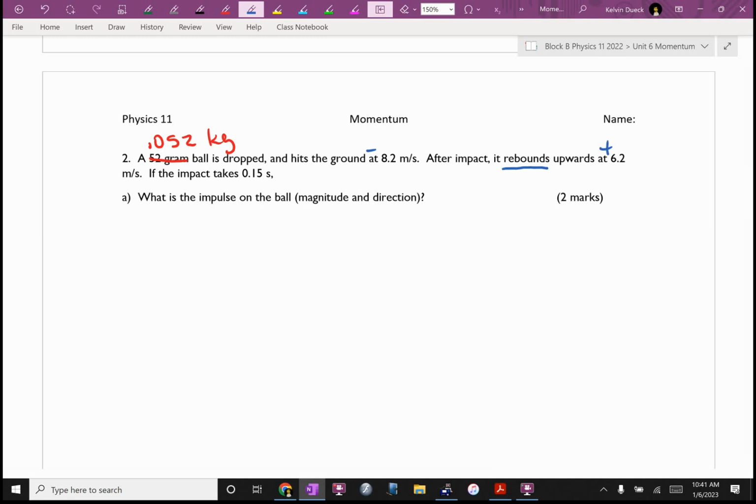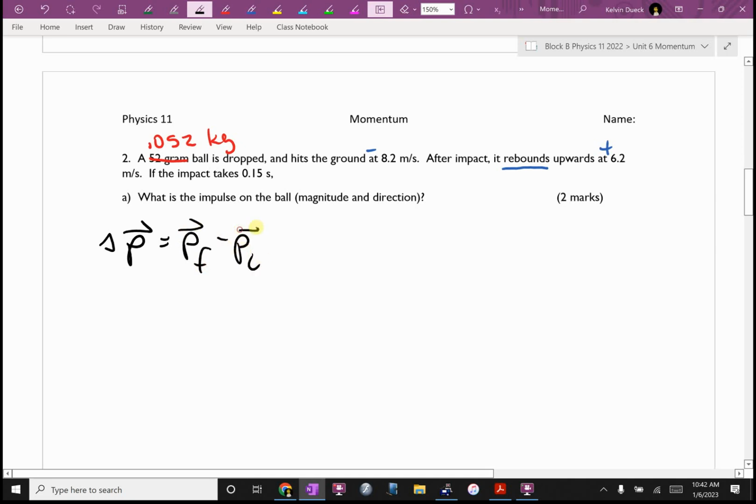It wants the impulse on the ball. Well, impulse is change in momentum. I can write that down. Now, there's three ways to find this. Change in anything is final minus initial. If they had given me the final momentum in kilogram meters per second and the initial momentum in kilogram meters per second, I would just do that. Did they? No.